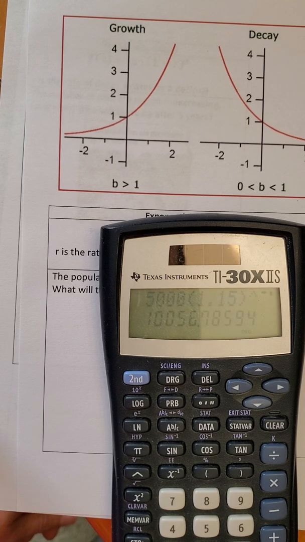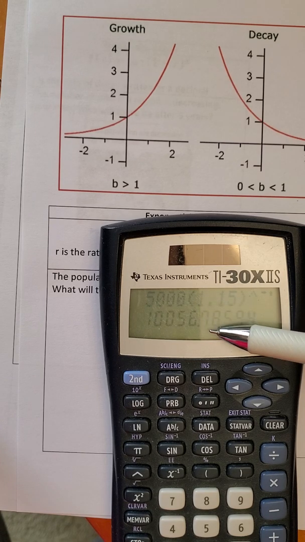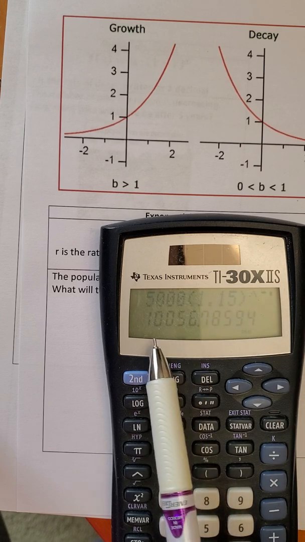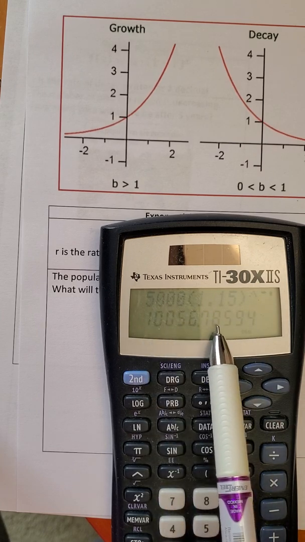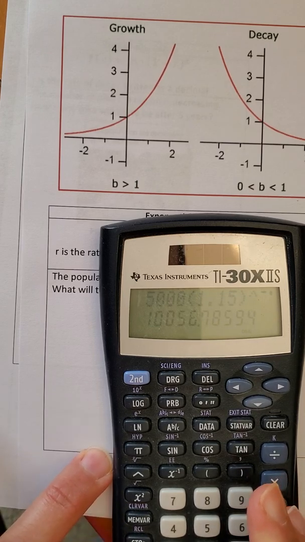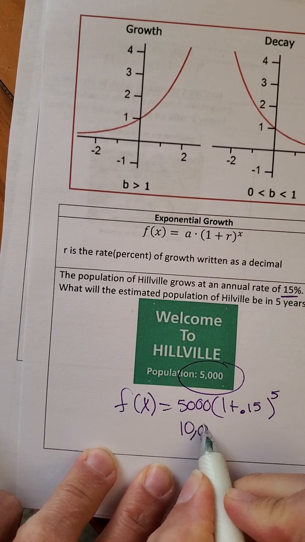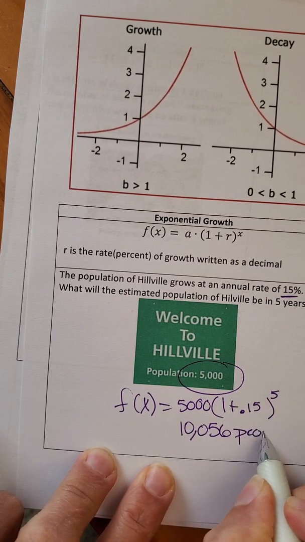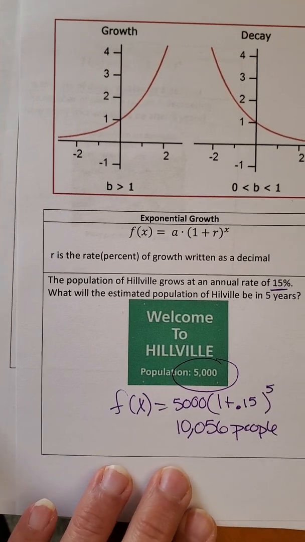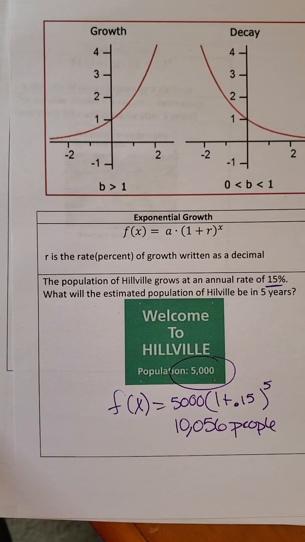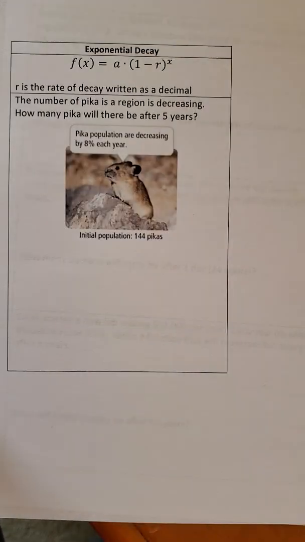And I get 10,056. And sometimes I don't use this part because it's a part of a person when we're talking about population. Sometimes the directions will say round to the nearest person. It depends on what your teacher wants you to do. But in this one, I'm just going to use the 10,056. But watch the directions because sometimes it's different. And I'm going to say people, because we're talking about a population of people. Okay, let's go on to our next one.